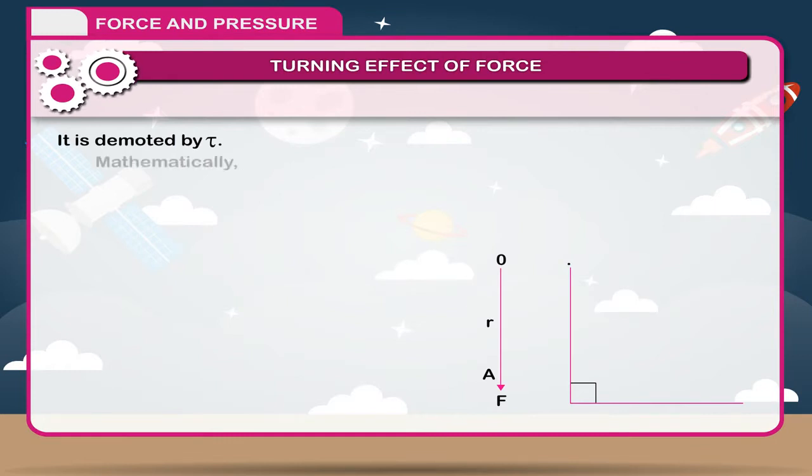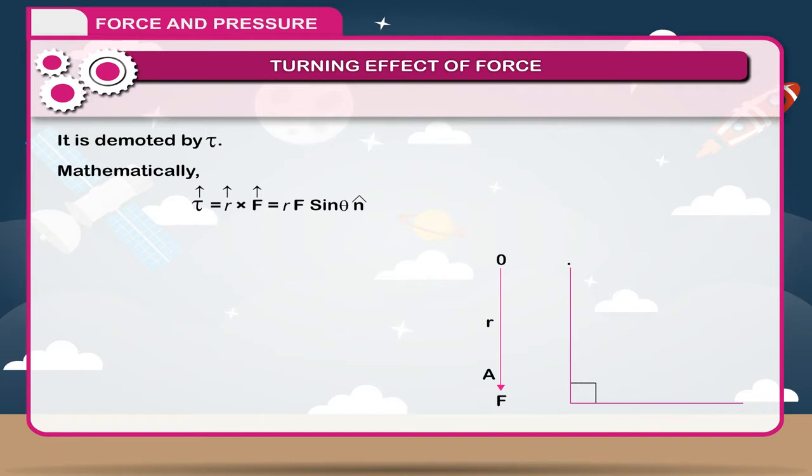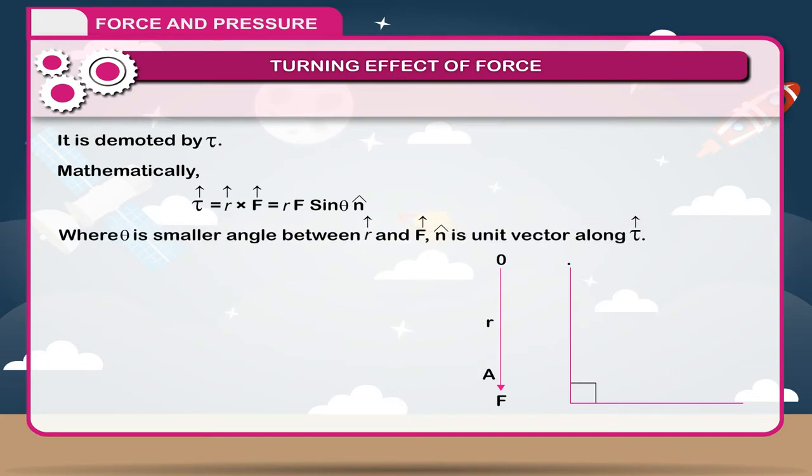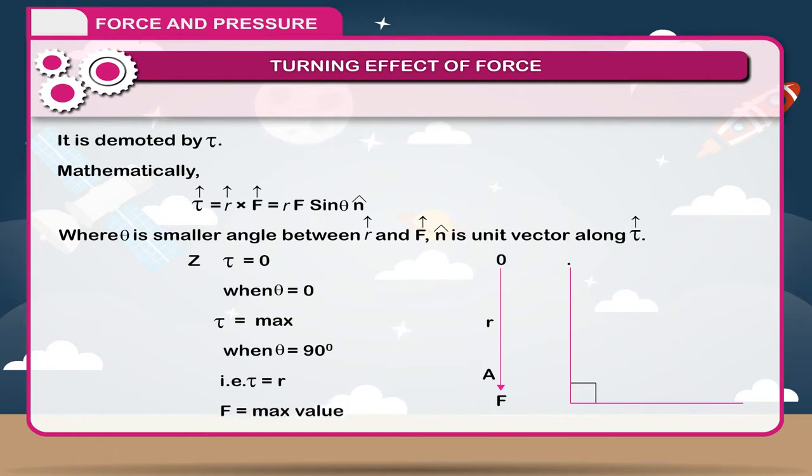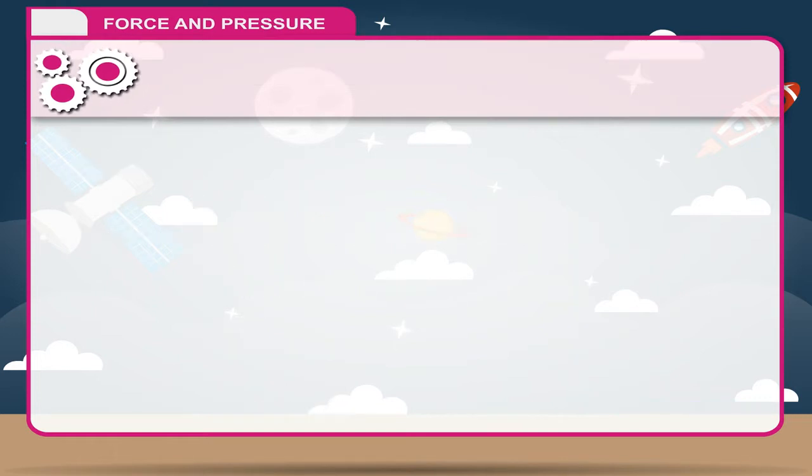Mathematically, torque is equal to r cross F, which is equal to r F sine theta n, where theta is the smaller angle between r and F, and n is the unit vector along torque. Torque is equal to 0 when theta is equal to 0, and maximum when theta is equal to 90 degrees.